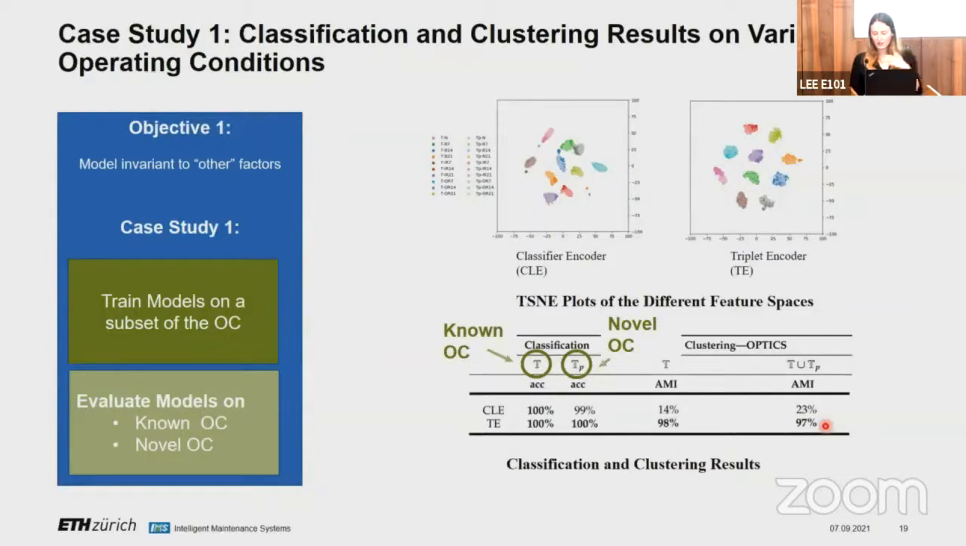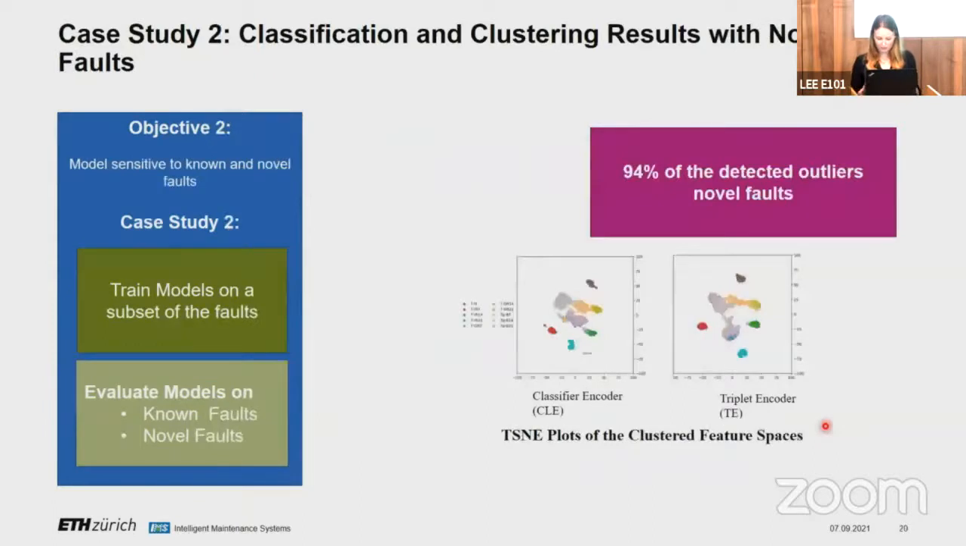But now let's go to the second objective that we also want to achieve. To remind you, we want the model to be able to detect faults that it might not have seen before, or at least tell me, well, there's something happening that I have not seen before. So we trained a model on a subset of faults. We took out the ball faults of the bearing and trained the whole model on it. And then we evaluated the model on the known faults, but also on the novel one.